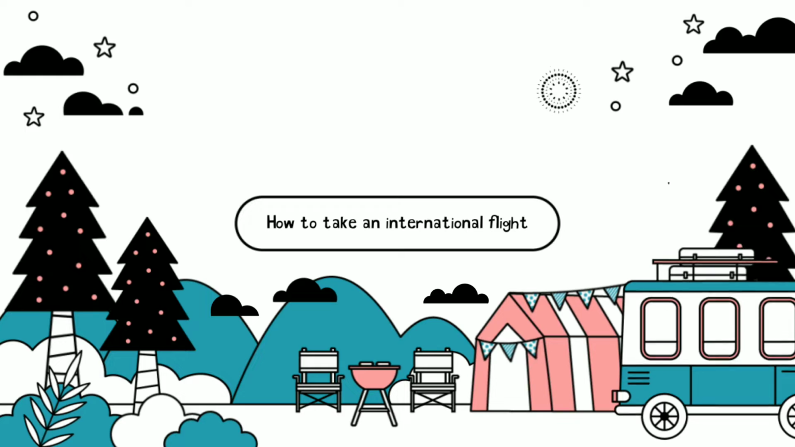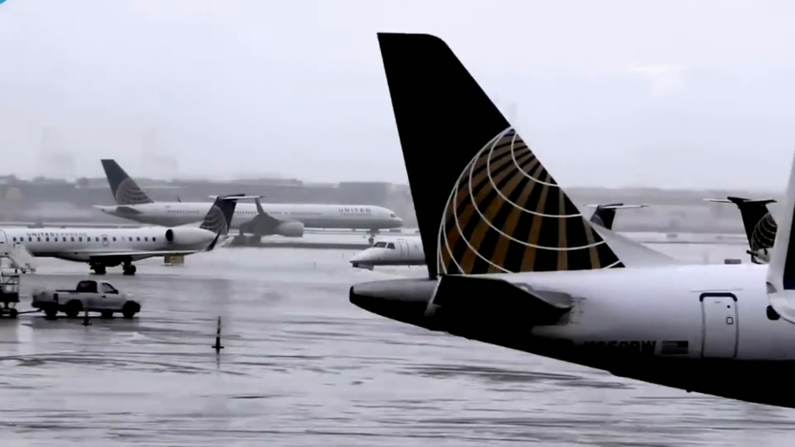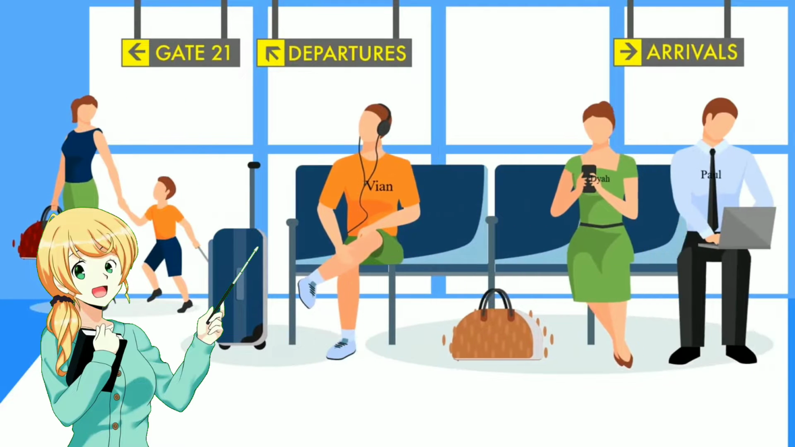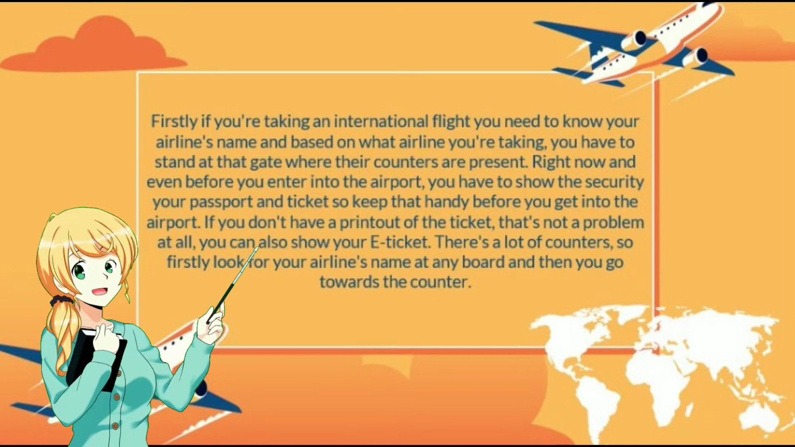How to take an international flight? Find your airline and flight number and go to that gate. Firstly, if you are taking an international flight, you need to know your airline's name. Based on which airline you're taking, you have to stand at that gate where their controls are present. Even before you enter the airport, you have to show the security your passport and ticket. So keep that handy before you get into the airport.